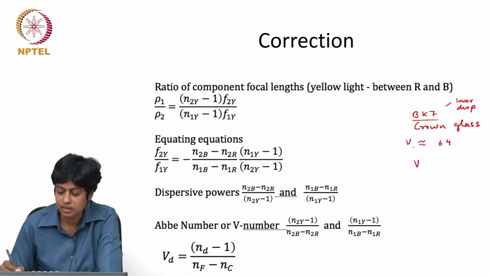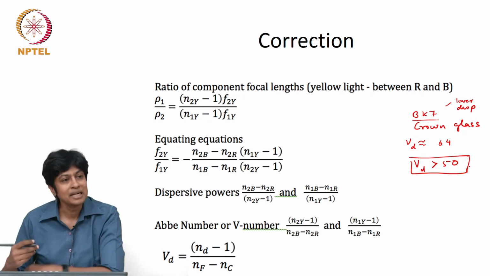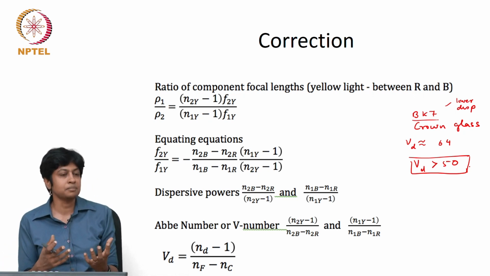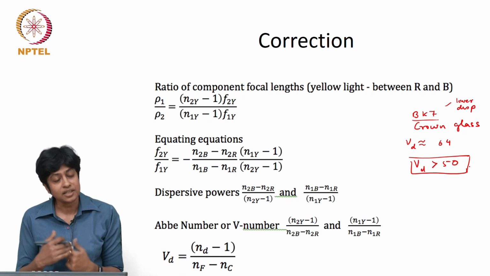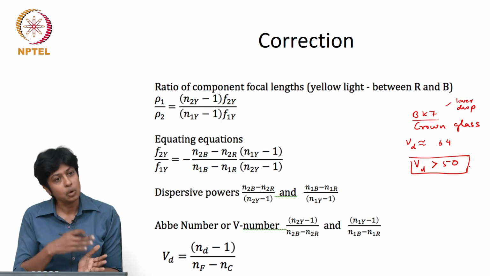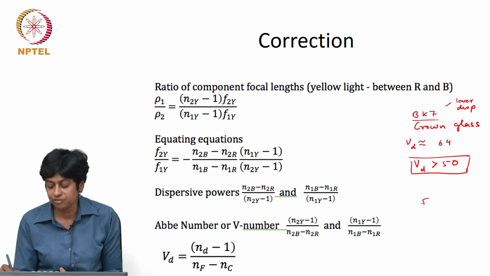And typically, if you see that, it's usually denoted as VD. If VD is greater than 50, we call that a low dispersion glass. So there are many different glasses. They depend on what are the chemicals that have been used to make the glass. And the crown glasses tend to be lower dispersive glasses. They have higher V numbers. We also have flint glasses, and they will have slightly higher dispersion.